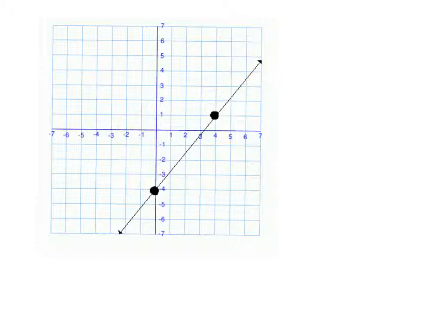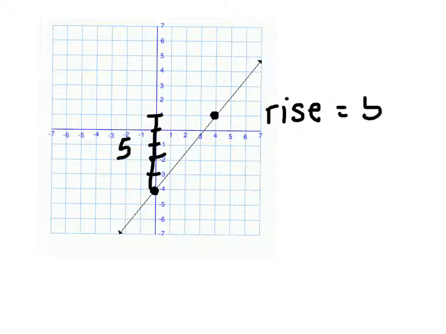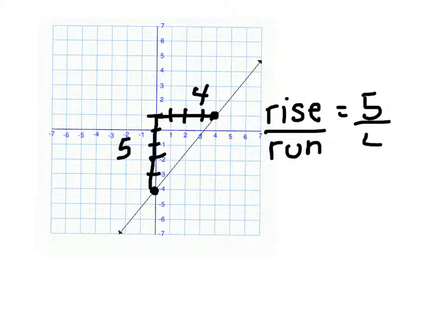All right, now let's calculate rise and run. Remember, rise is the vertical change in the y direction. So I'm going to start down here at the y-intercept of -4 and count upwards. Okay, so that's 1, 2, 3, 4, 5. So the rise, the change in the y direction, is equal to 5. Now let's calculate the run, which is the change in the x direction. 1, 2, 3, 4. All right, so the slope of this line is 5 over 4.